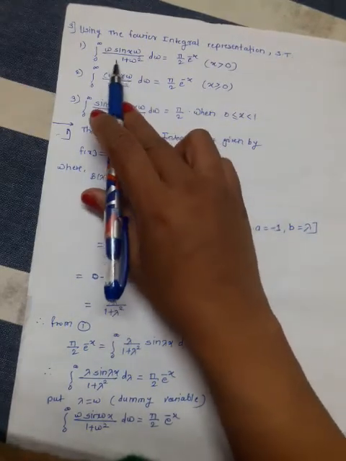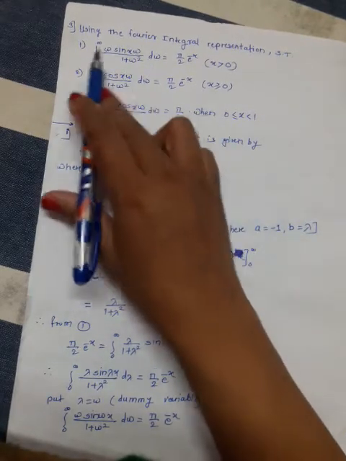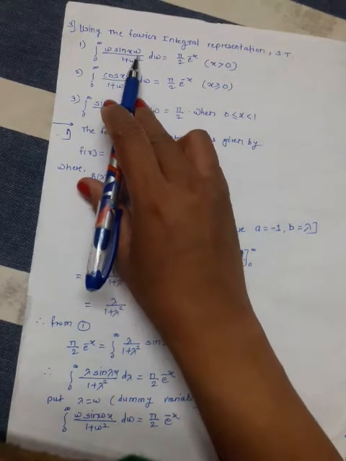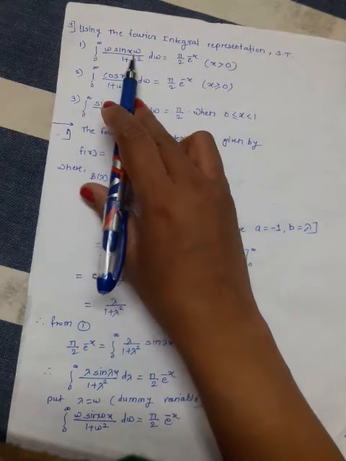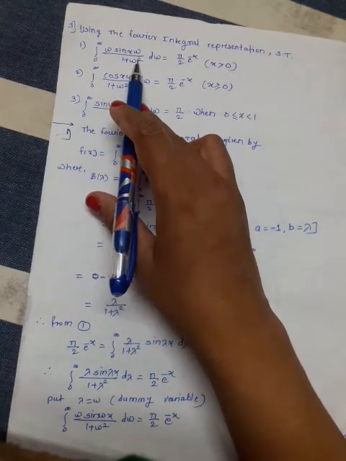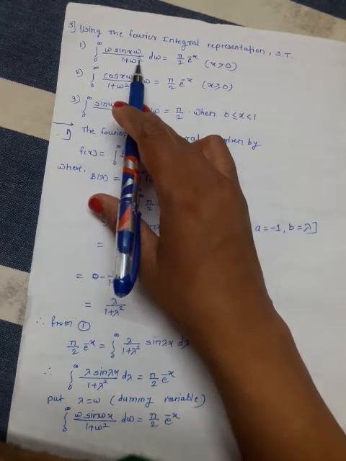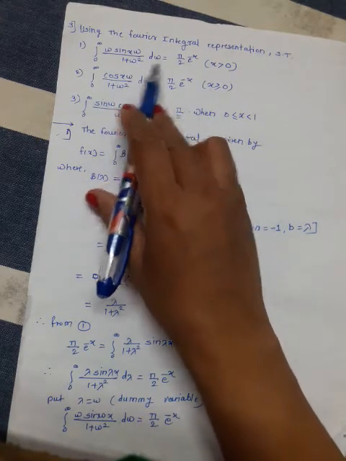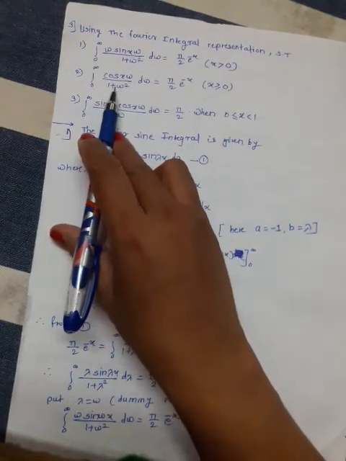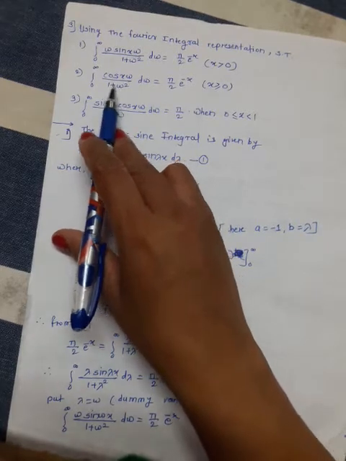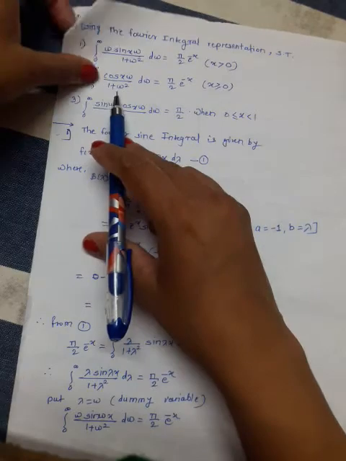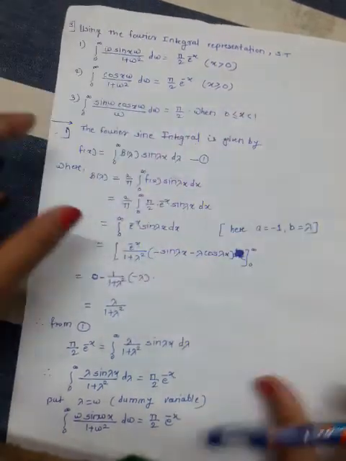In the first example, in the integration sine omega x, omega is there, and except omega, x is present in the sine function. That's why we had to use the sine integral formula, and for using that formula we proved example number one. Now let us see the second one. Here in the integration cos omega x is there, so we have to use the Fourier cosine integral formula here.